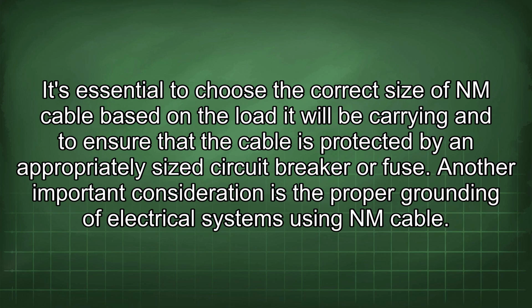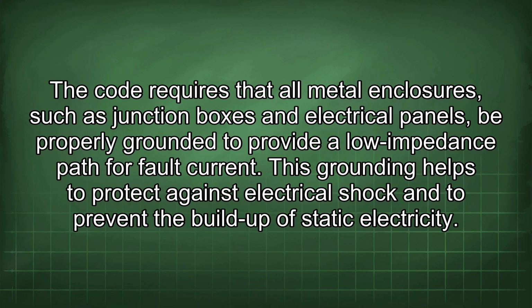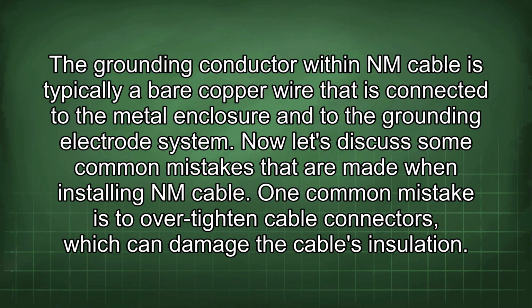Another important consideration is the proper grounding of electrical systems using NM cable. The code requires that all metal enclosures, such as junction boxes and electrical panels, be properly grounded to provide a low impedance path for fault current. This grounding helps to protect against electrical shock and to prevent the build-up of static electricity. The grounding conductor within NM cable is typically a bare copper wire that is connected to the metal enclosure and to the grounding electrode system.